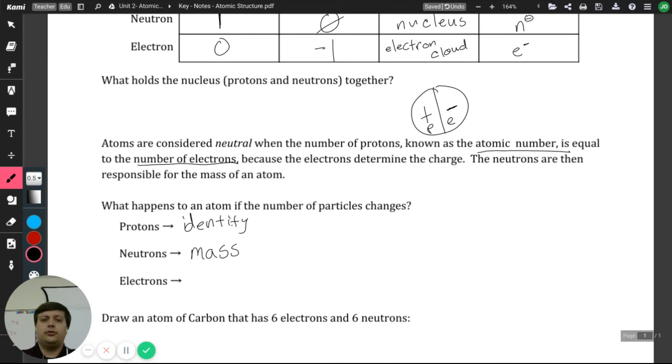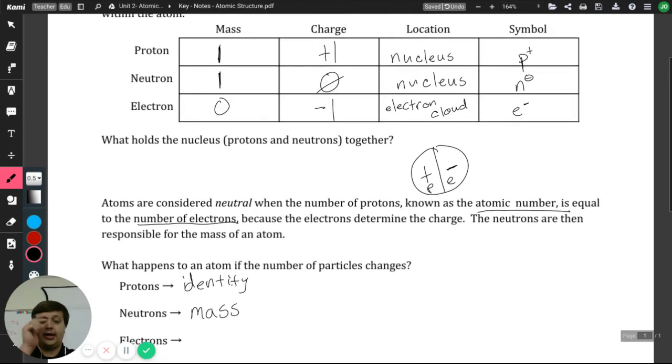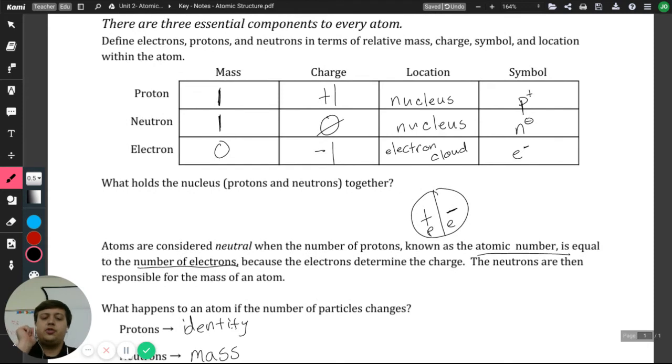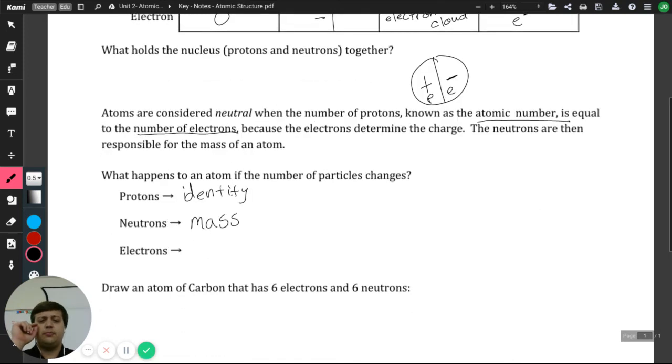Now, what about electrons? Let's look back at our table. Electrons have no mass, so we know that electrons are not going to change mass at all. They have a charge of -1. That's something we can learn about it. They're located in the electron cloud. That's just where they're found. So what would happen if I change one of them?